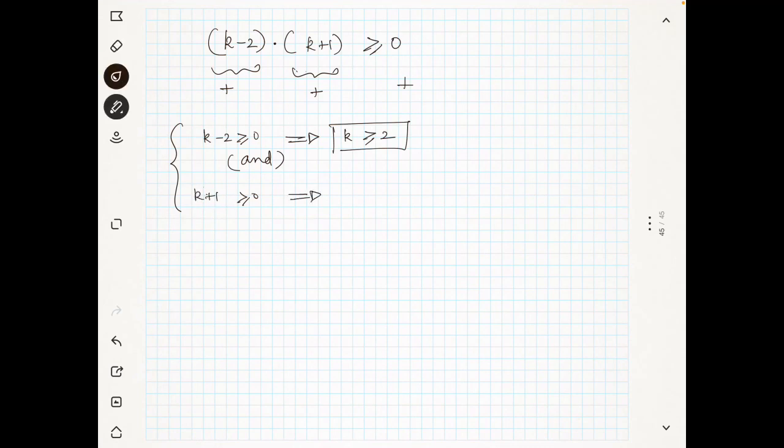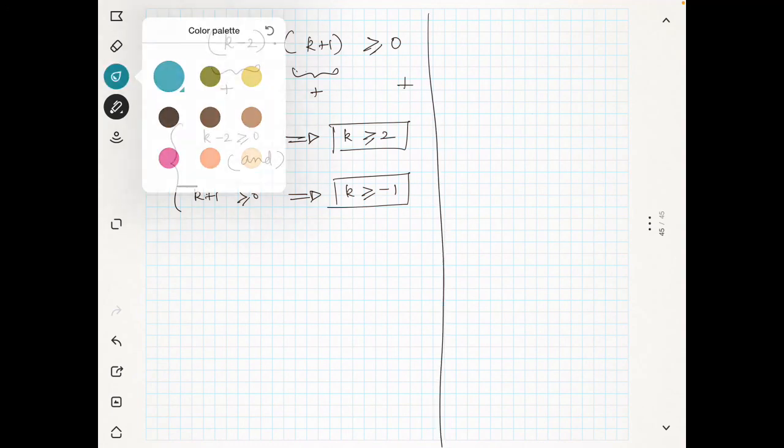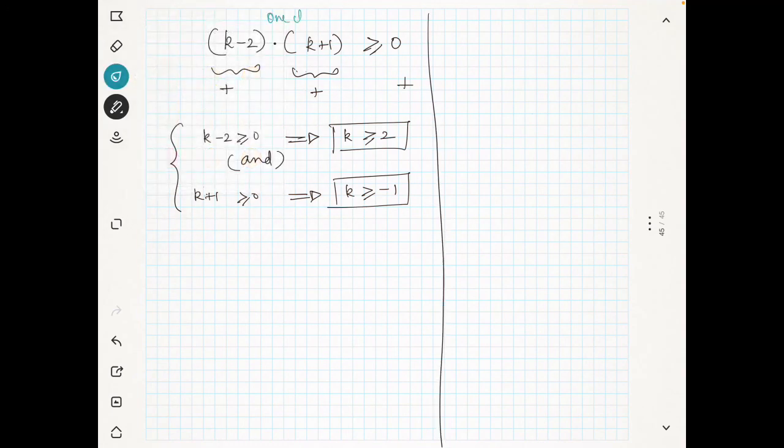This means that k should be greater than minus 1. Am I correct? Yes. Or we have another choice also, not only this choice. This is one choice. Another choice is another choice.